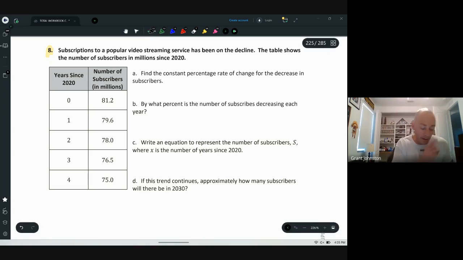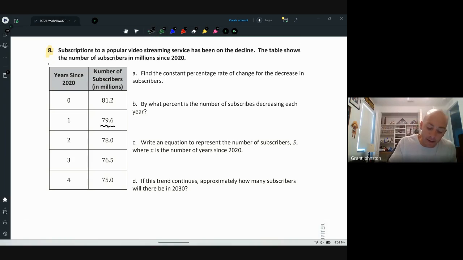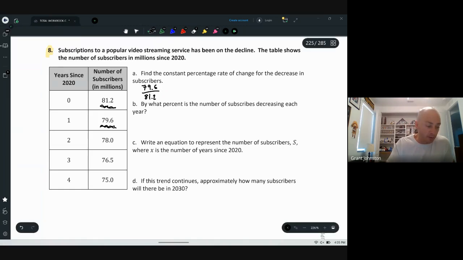So if I divide this, the 79.6 by the previous, that can tell me what my constant percent rate of change is. So if I did 79.6 divided by 81.2, let's see what approximately that is. It's approximately 0.98.